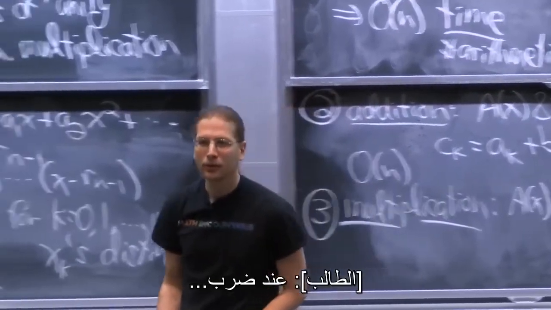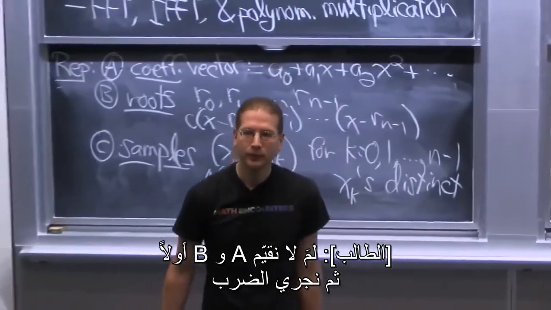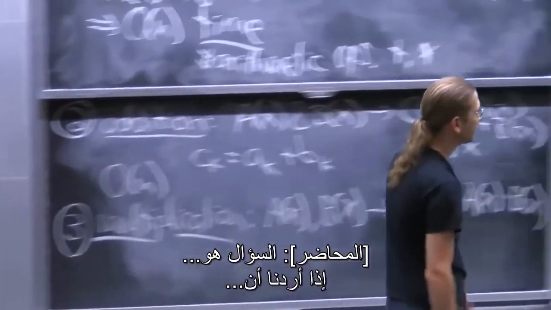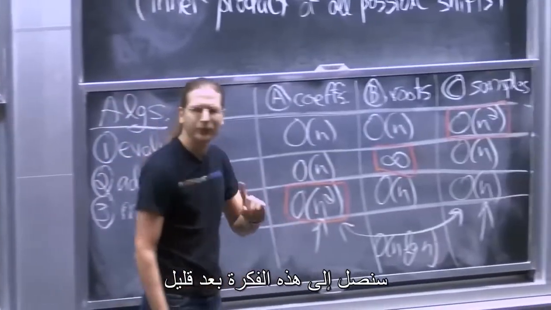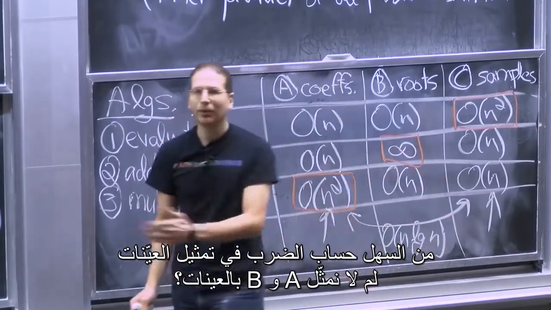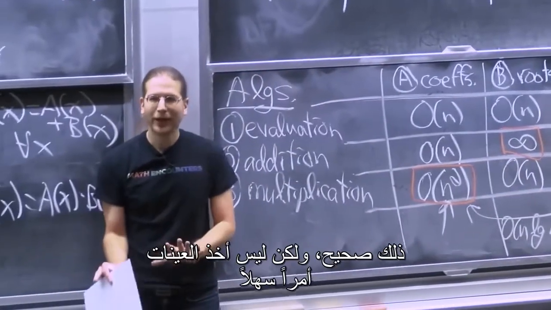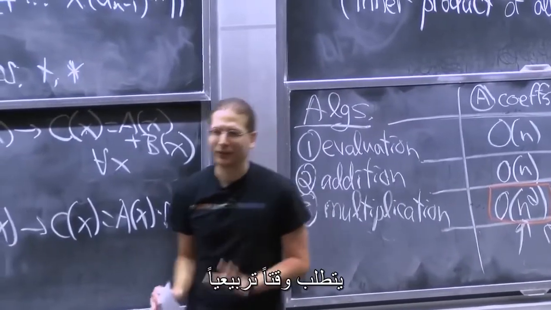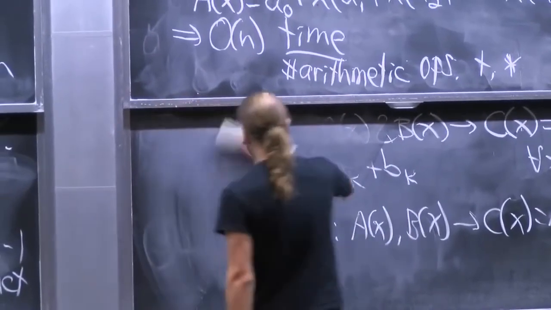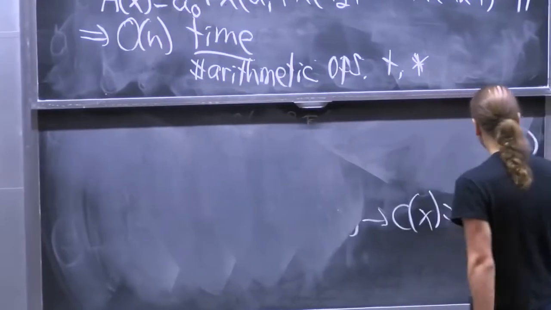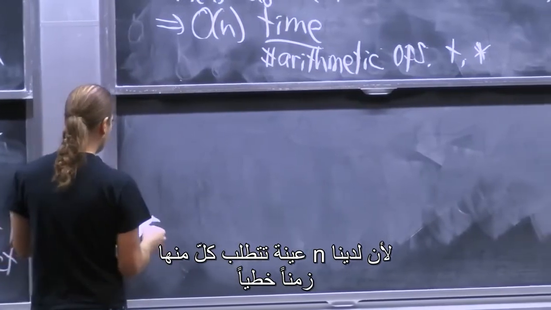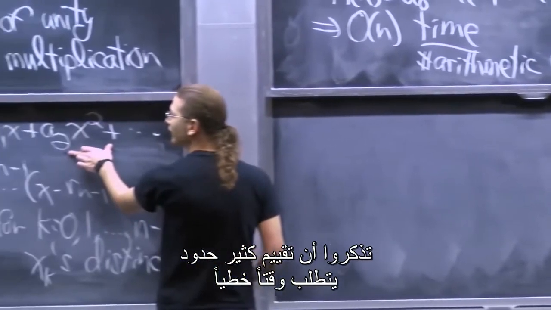Yeah? So for the multiplication, why not we evaluate A and B first, then multiply? Okay, the question is, if I want to multiply, and it's so easy to do in sample land, why don't I just sample A and B and then multiply them? That's right. But in fact, sampling is not so easy. It takes quadratic time. Let's go there now. Because we have n samples to do, each one will cost linear time. Remember, to evaluate a polynomial takes linear time.